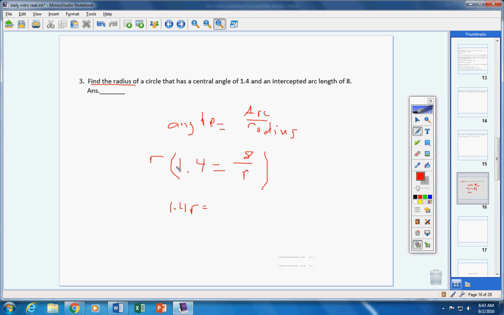Now, R times 1.4 is 1.4R. R times 8 over R, your R's would cancel, leaving you with 8. And then you divide both sides by 1.4, okay? And if you do that correctly, you will get the answer of 5.7, okay? That's the only thing that you did wrong on number 3, all right?